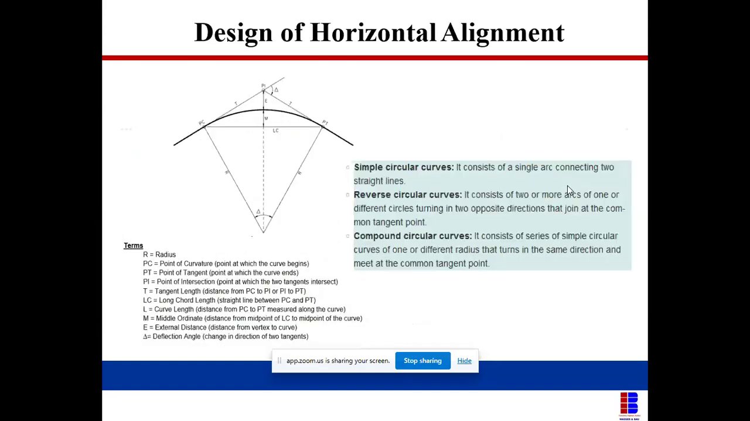Let's go down. Let me go down. So let's see. So these are the vertical curve parameters. You can see design of horizontal alignment, simple, reverse circular curve, compound circular curves. So this is the PC, the point of curve, point of tangent. So the software will calculate all these parameters for you. Once you input the point of curve and point of tangent, it gives you the curve length, the tangent length, all of it. It will be automatic for you.